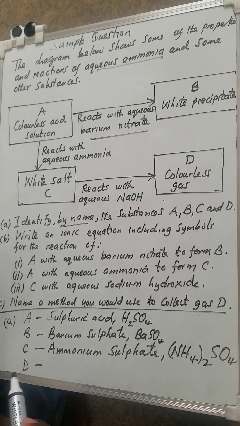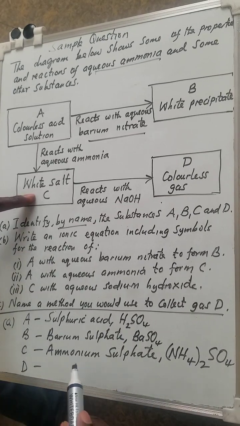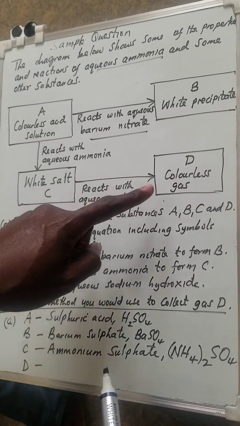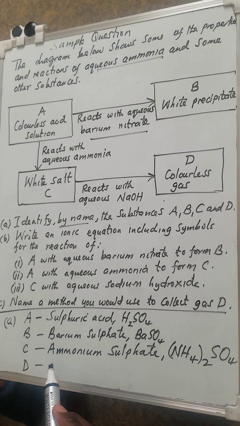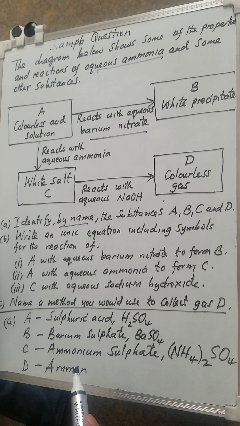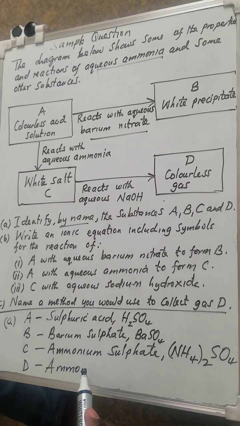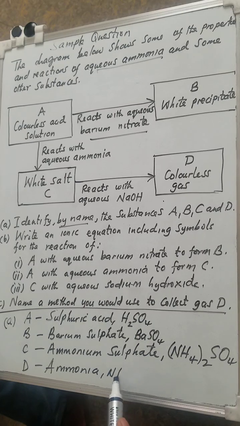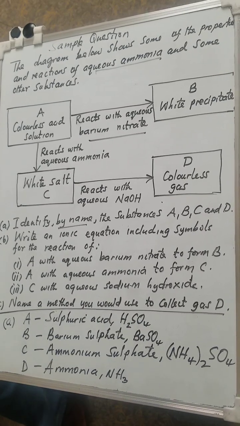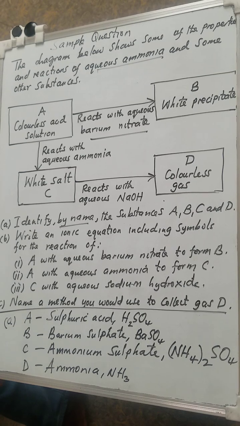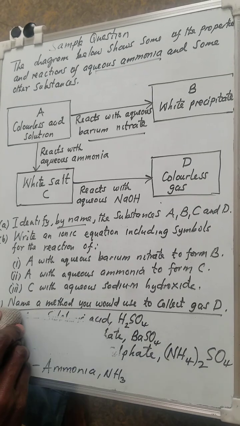Then what is our D? Since C is ammonium sulfate, remember we said when any ammonium salt reacts with a base, an alkali, it produces a gas, and that gas is what we call ammonia. So when this ammonium compound reacts with an alkali, the gas that is produced is ammonia, NH3. That is what you need to remember. So that is the identity of the substances labeled A, B, C, and D.